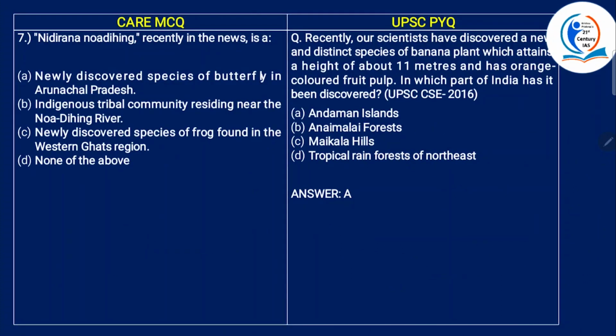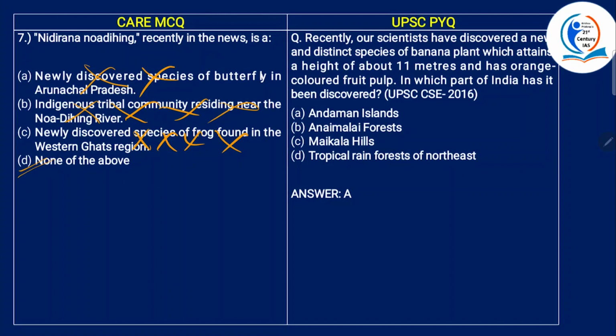Fine. Now, Nidirana Noah Dehing, recently in news, is a newly discovered species of butterfly, not butterfly, indigenous tribal community residing near Noah Dehing river. No. Newly discovered species of frog found in the Western Ghats region. No, not Western Ghats. It is in Arunachal. No.